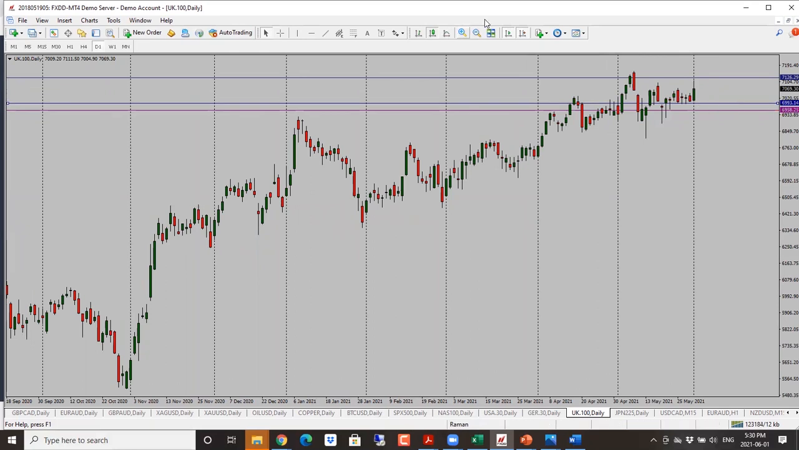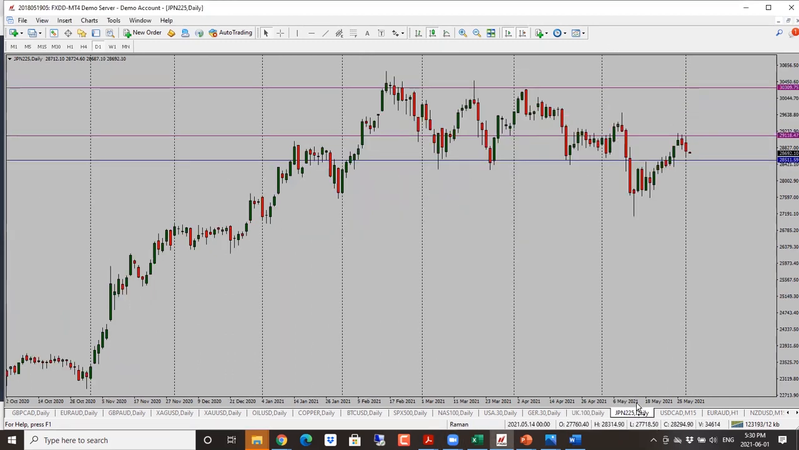FTSE here, this one went up as well. And the concern again, it is struggling with resistance here. So it has to go through this resistance to continue, but it does have bullishness, so neutral to bullish bias here. But if it fails to go through, we are back into this range once again. So neutral to slightly bullish bias here for FTSE as well.